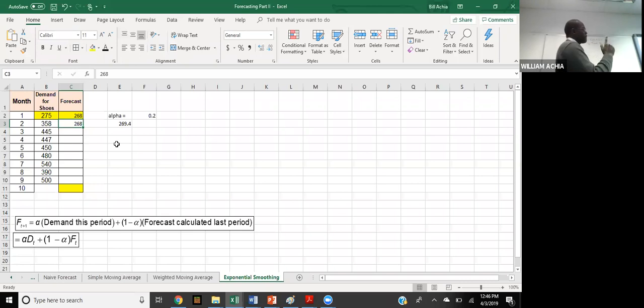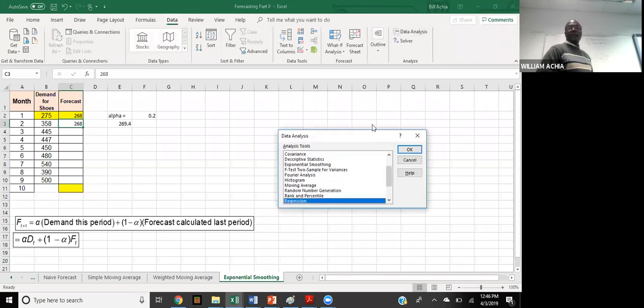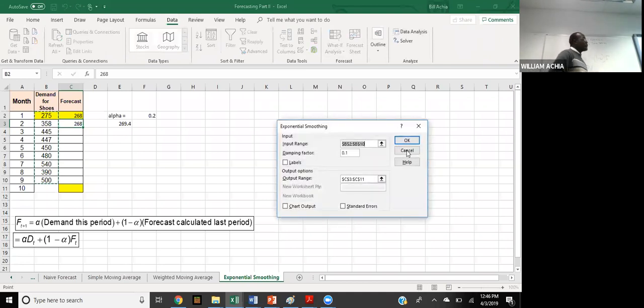Now, there's a way of doing this in Excel that will simplify your lives so that you're not always trying to remember that formula. And that would be to go to your data tab, go to data analysis, and what are we doing? Exponential smoothing. Okay. So for exponential smoothing, it just requires you to input your data range. Usually for most questions, you'd be given that column B. That becomes your data range. Okay. So you'd highlight that.